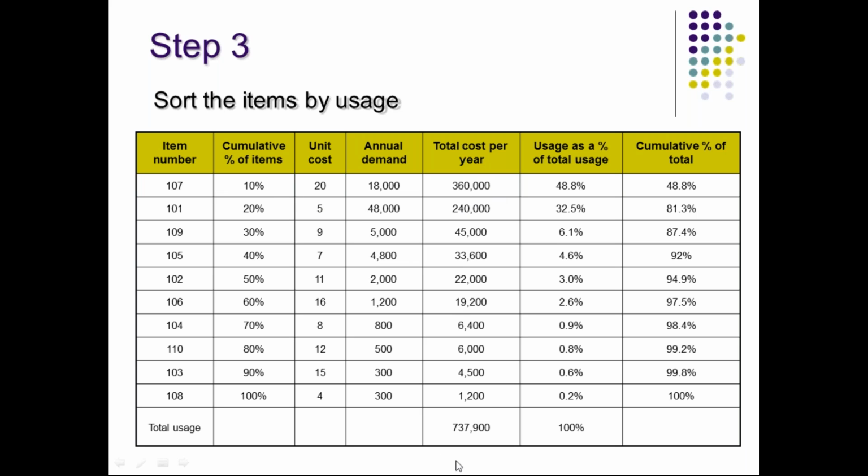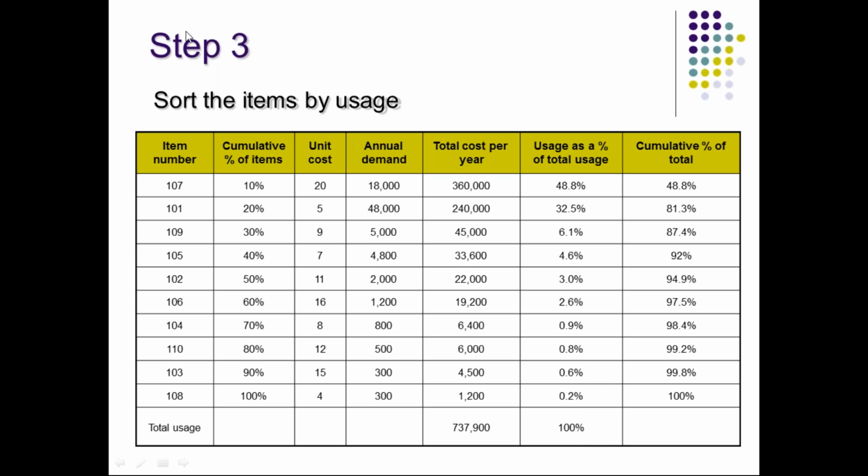So what is the total percentage? If we calculate it, it is 3,60,000 divided by 7,37,900, which gives 48.8%. Similarly, 2,40,000 divided by 7,37,900 gives us 32%. Likewise, we need to calculate all the percentages, and the summation of these should be 100%.